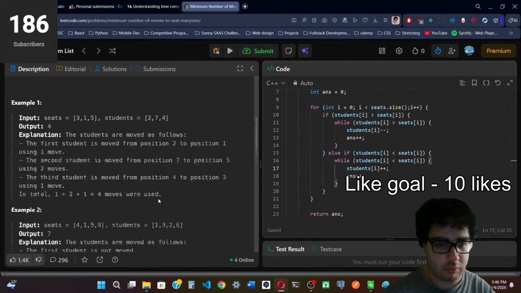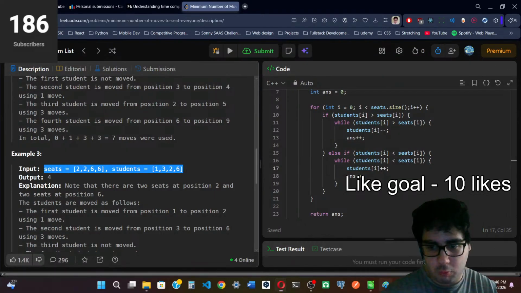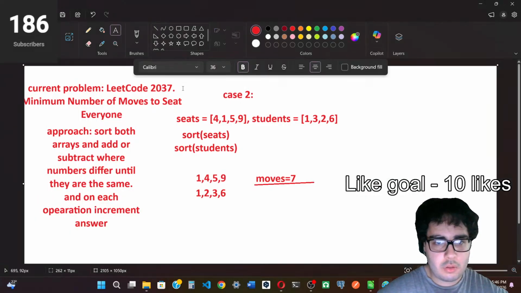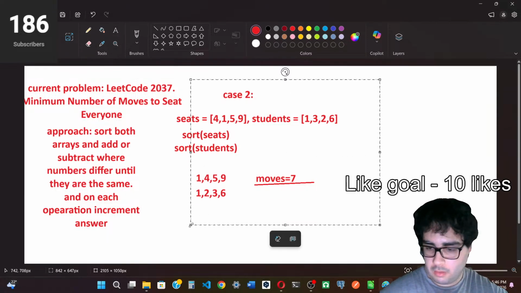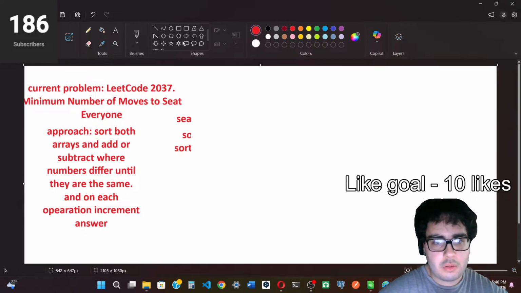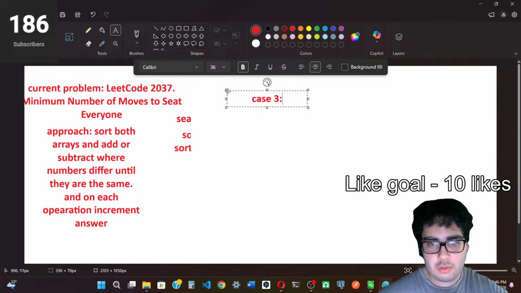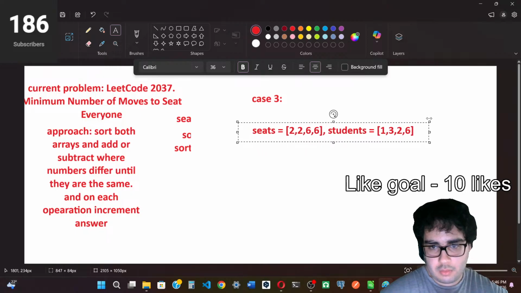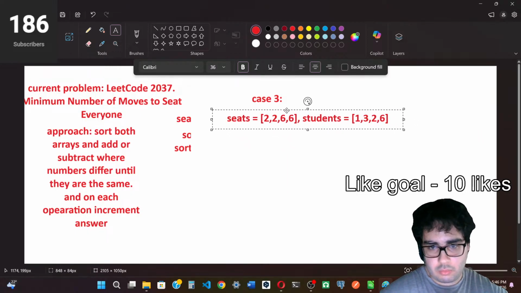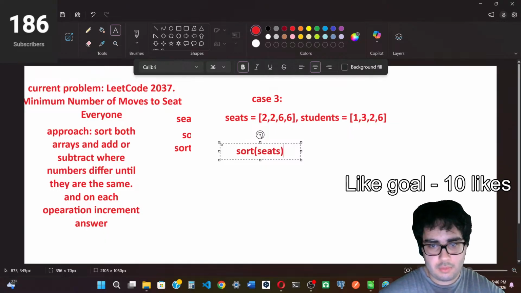Okay, and let's go to the last case as well. Something like this. So we have case 3, which is this. So we have the seats and the students. So we're going to sort the seats and we're going to sort the students.